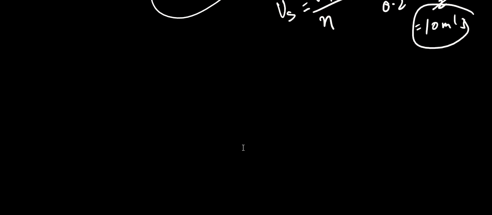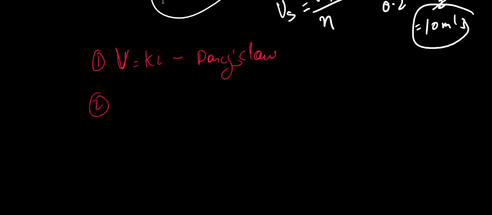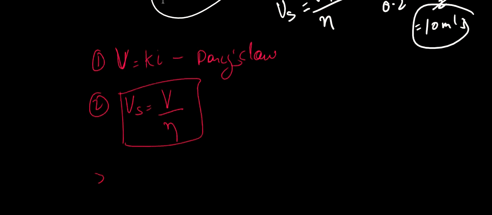We will continue with permeability in the next lecture. In this lecture, we have studied two important relationships. The first one is V is equal to K into I, that is Darcy's law. And the second one is seepage velocity is equal to discharge velocity upon porosity. Also we have studied some basic concepts about permeability.